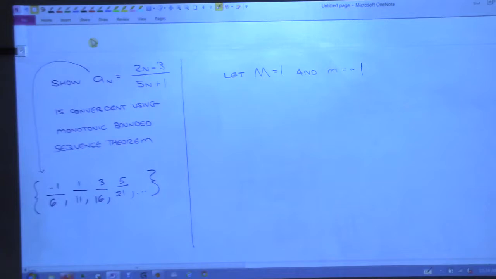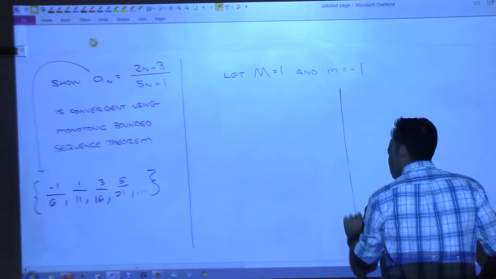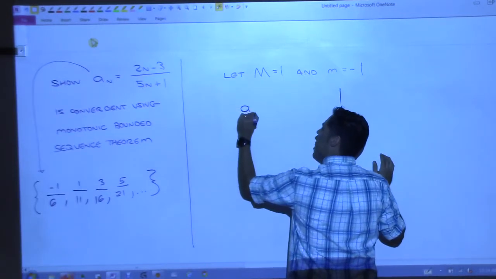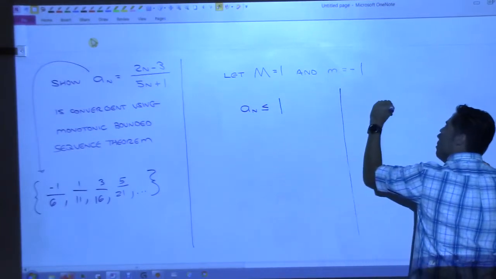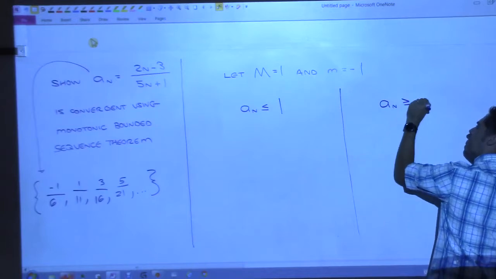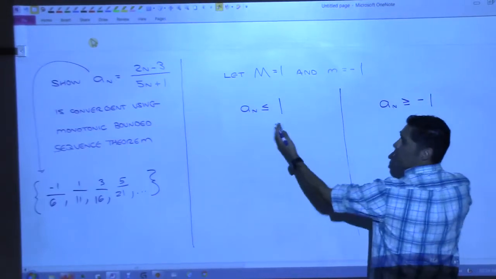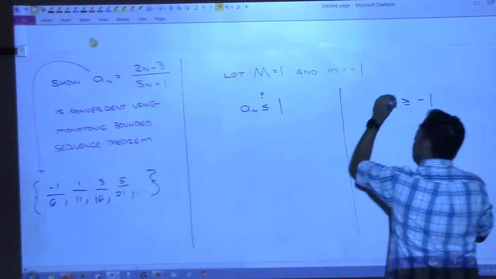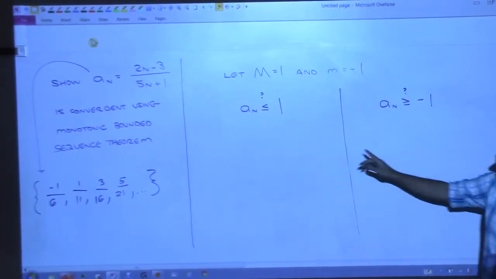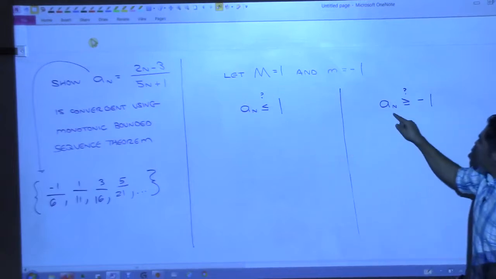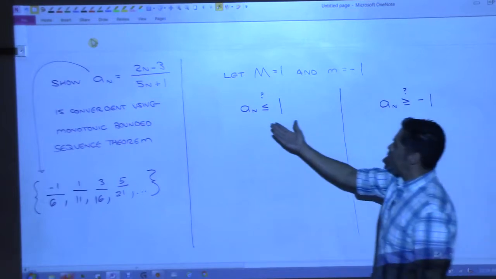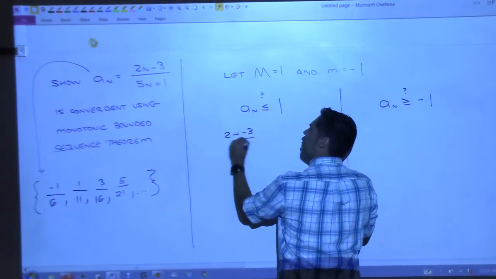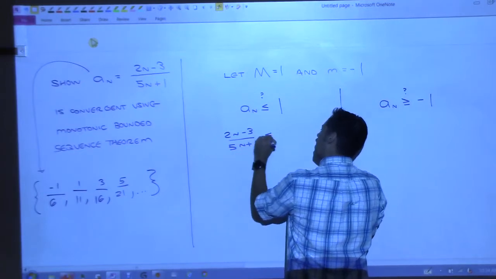Okay? Now let me try and see if the two things I needed to show are true. And I'll just do them side by side. The first thing I had to do was show that my sequence was always less than capital M, right? Okay, and then the other thing I needed to show was that my sequence is always bigger than little m. Right? These are the two things. So this becomes a question. Is this true or not? Is my sequence always less than or equal to capital M? And is my sequence always bigger than or equal to -1? Is it? Well, what's the sequence? 2n minus 3 over 5n plus 1, right? Is that always less than 1?